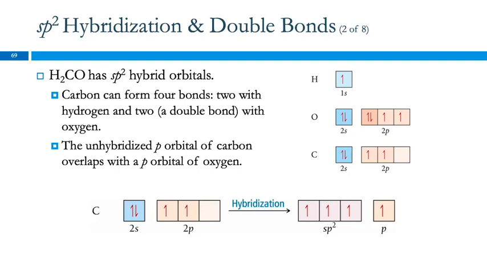Yeah, my pointer won't work here. So here we have this p orbital on oxygen overlapping with one of the hybrid orbitals here, and the other p orbital overlapping with this unhybridized p orbital. And each of these overlaps with a hydrogen.